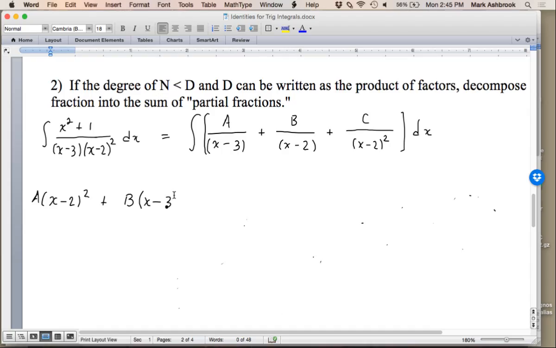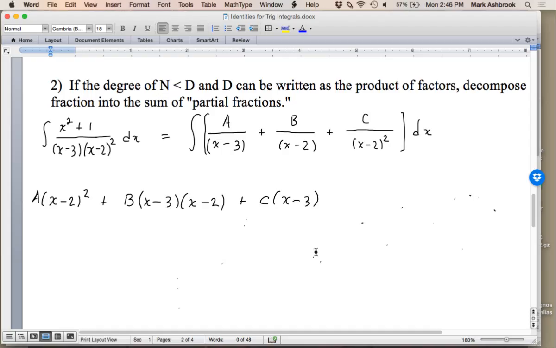And so we've only got one x minus 2 down here. And this is x minus 3 and x minus 2 squared, so b will be x minus 3 times x minus 2. And then what about c? Just x minus 3.